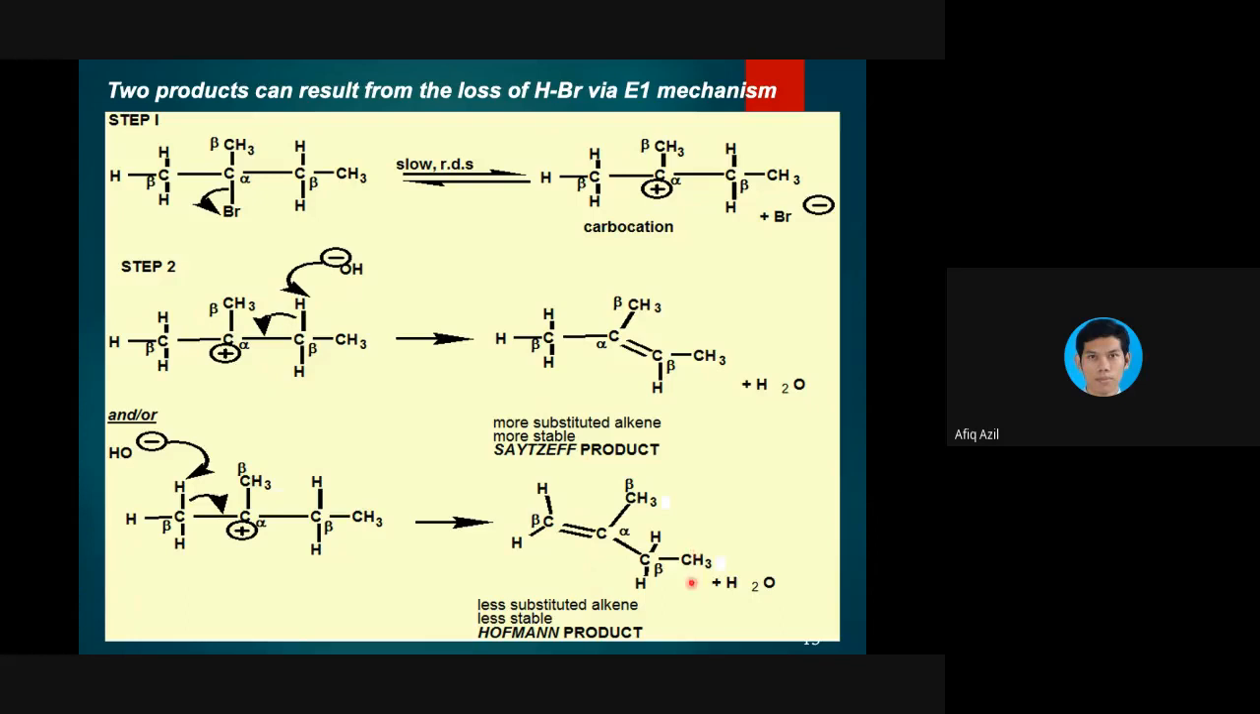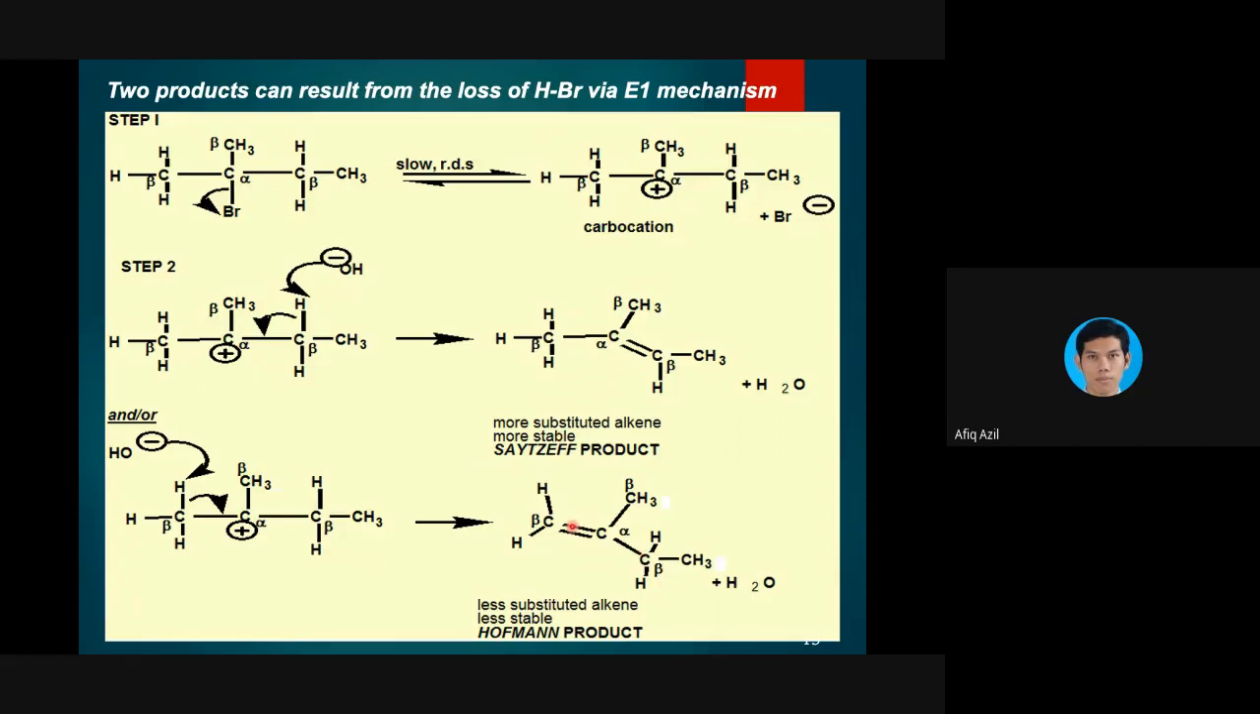So Zaitsev is basically the product with the more substituted alkene. It makes the product more stable. Basically, the C=C double bond over here, so more substituted alkene at this carbon, it is bonded to something other than hydrogen. So on this carbon, it is bonded to CH3. Then on this carbon, it is bonded to CH3. But for this carbon, it is bonded to one hydrogen and another is CH3. So we can say that on this carbon-carbon double bond, it has three substituents, 1, 2, and 3, thus making it more stable.